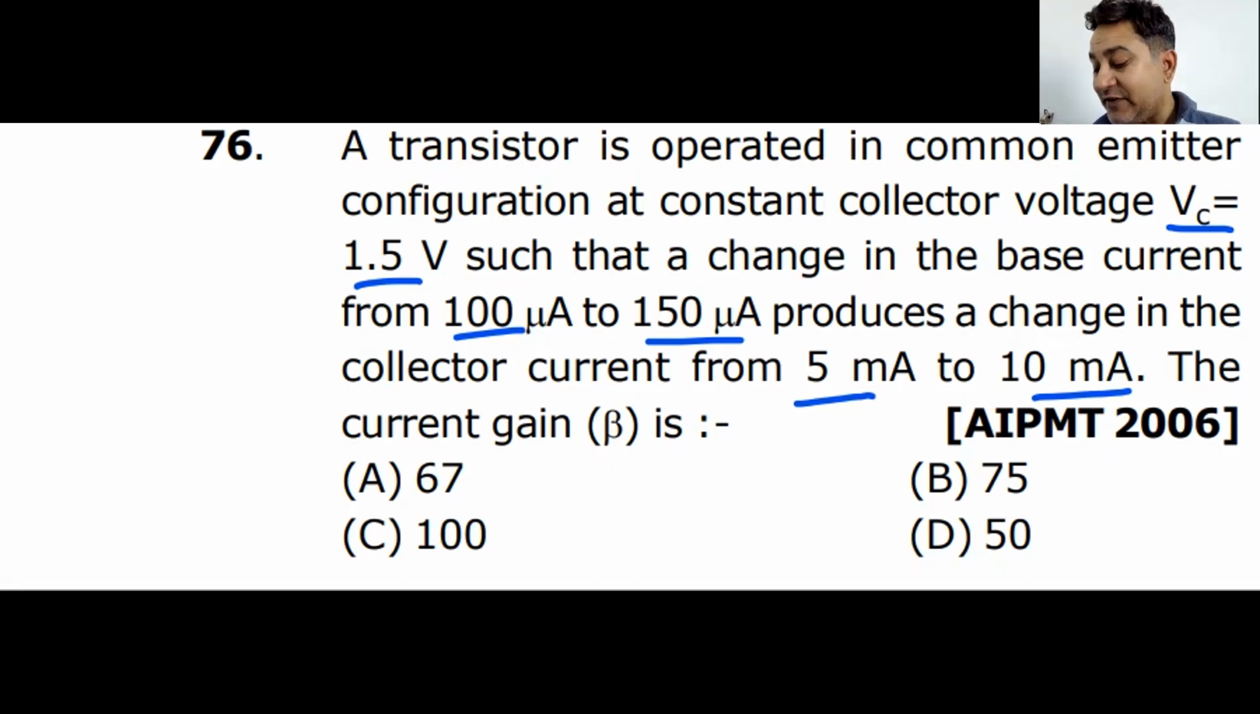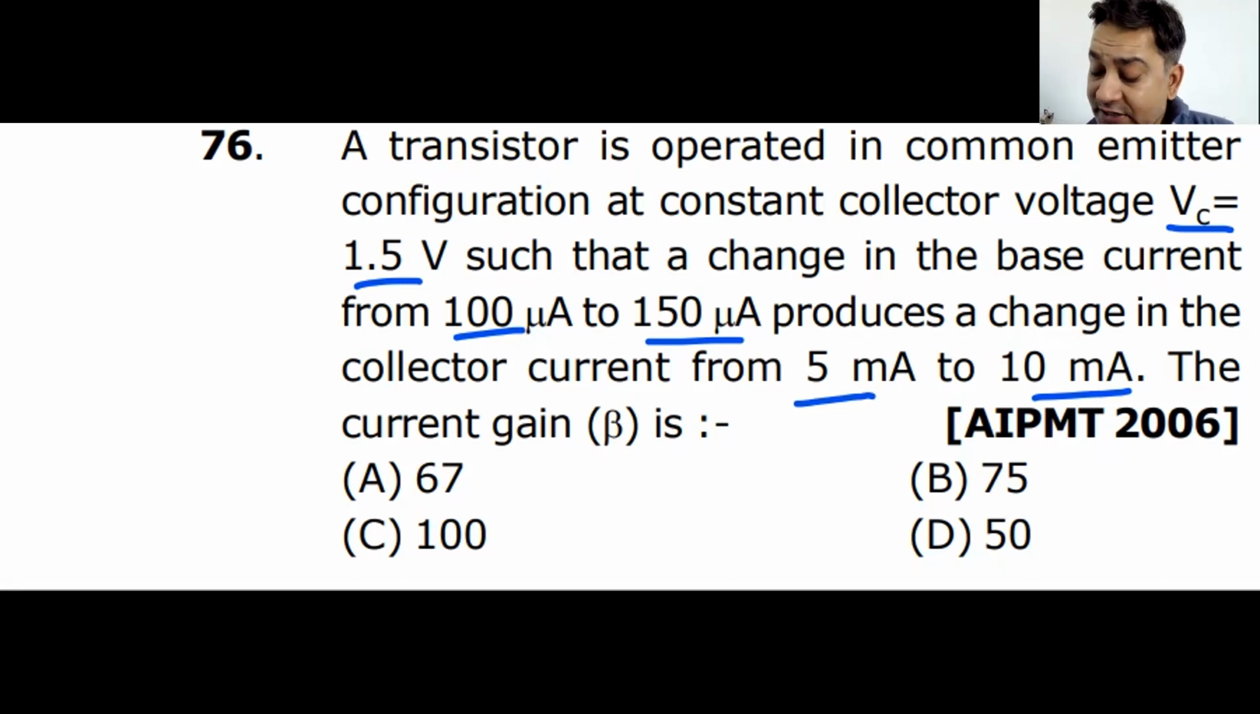Change in base current is given. Change in collector current is given. You can't find out the value of beta. You are shaming Junior NTR and Ramcharan both together. They are killing villains with bows and arrows, and you just can't find the answer here. Shame, shame, shame.